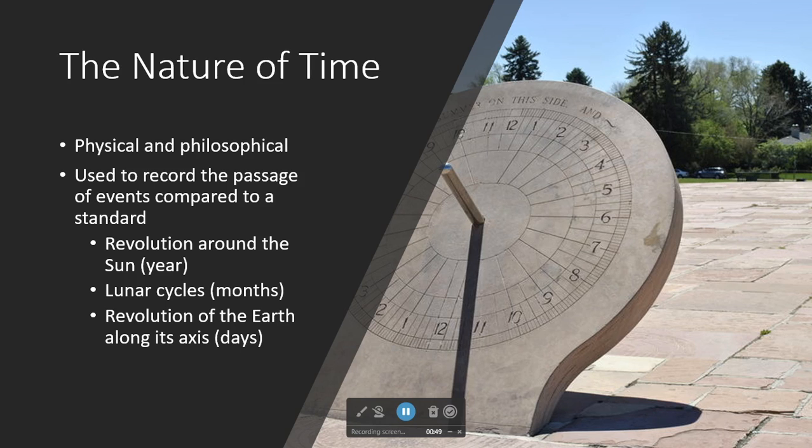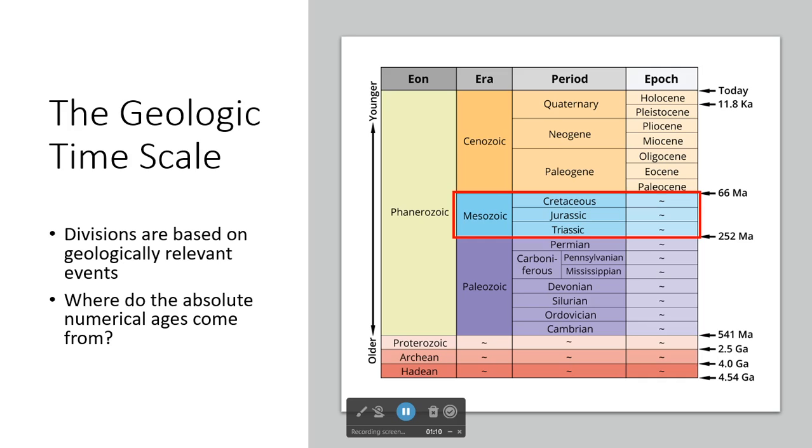Our months are very similar to our lunar cycles, where the phases of the moon change, and then we measure days by the revolution of the Earth along its axis. So basically, no matter what we're doing when we're trying to create a time scale, we're comparing these events to a standard that is agreed upon by humans. The geologic timescale is no different.